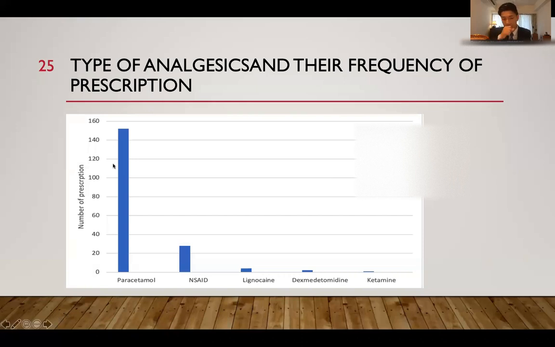Okay, let's look at the frequency of prescription for each drug. It can be seen that paracetamol is the most popular analgesic. It is the most frequently prescribed, as compared to the second runner up, that is the NSAID, as we can see. Others, including IV lignocaine, IV dexmedetomidine, and IV ketamine, are pretty rarely used compared to these two.